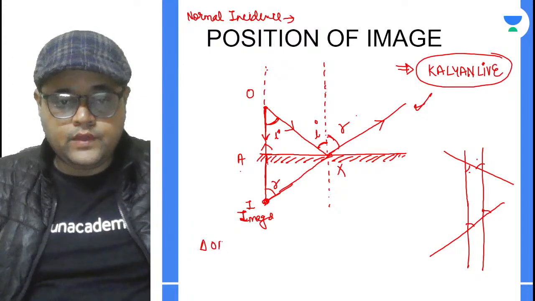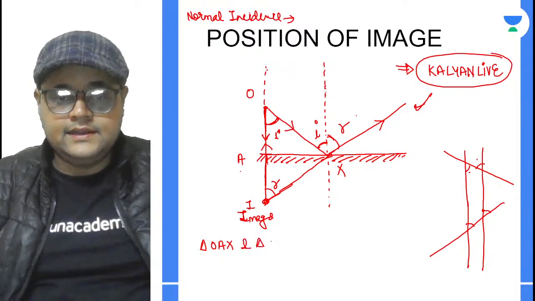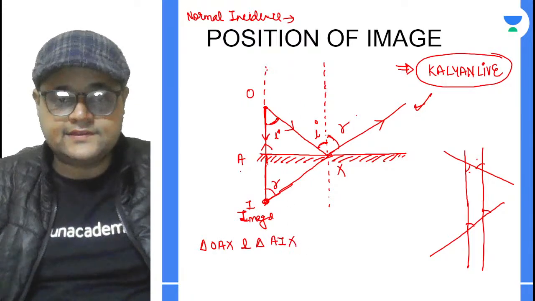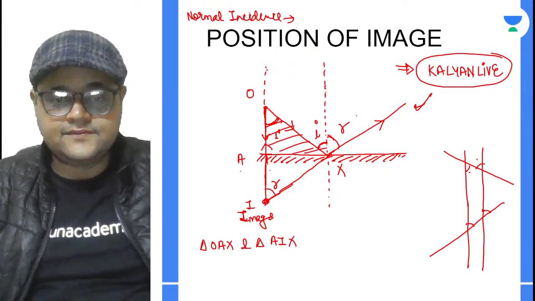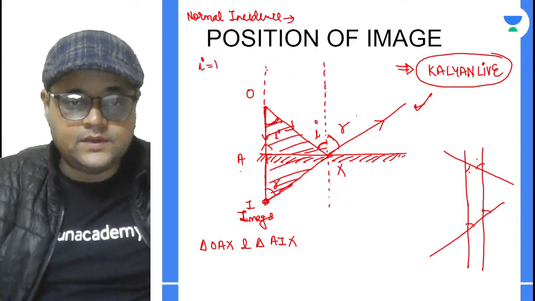Triangle OAX and triangle AIX. In these two triangles, the law of reflection says I is equal to R.